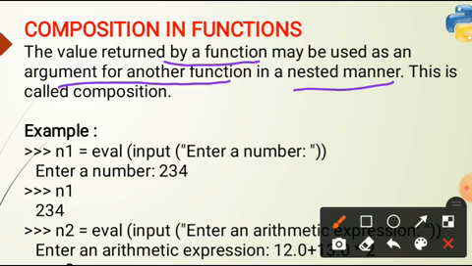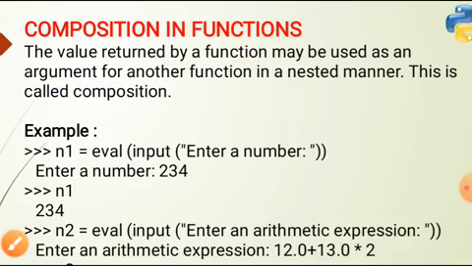Why does it pass the value to another function? Because it is stored in a nested manner. This nested manner concept is called what? Composition. So what is meant by composition? The question will be like this: what is meant by composition? A composition is nothing but a function returning a value as an argument to another function in a nested manner. This concept is called composition.